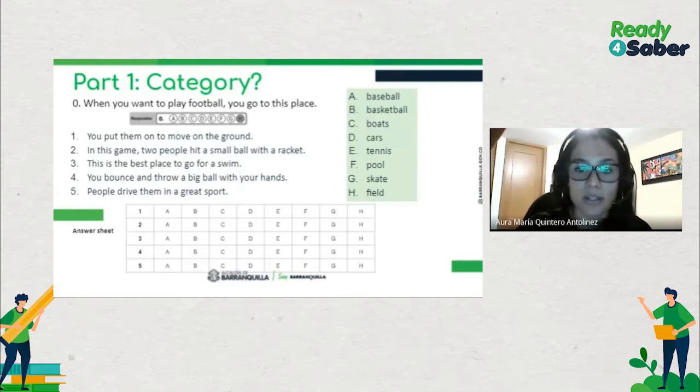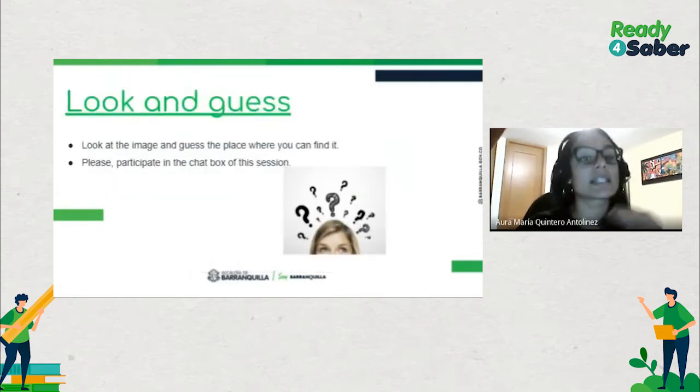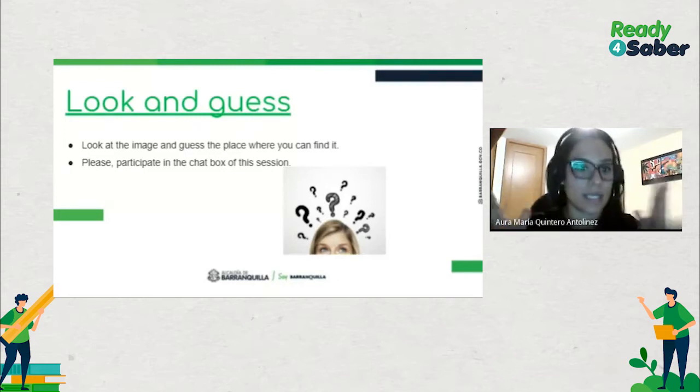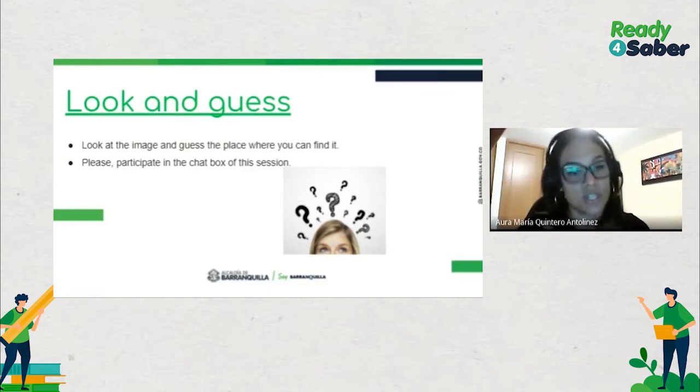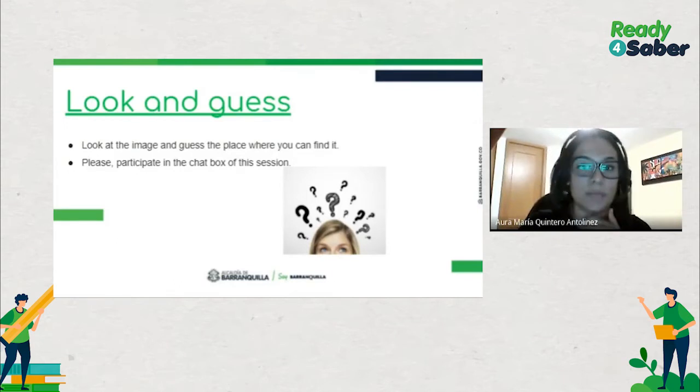So now let's focus on the second session as itself, right? Let's see. So this is about looking and guess. So van a mirar y van a tratar de adivinar, you know, cuál sería la palabra o cuál sería la definición. So I'm going to show you some images, and then you can tell me here in the chat box. You can share your answers. Okay, you participate here in the chat box. So let's see.